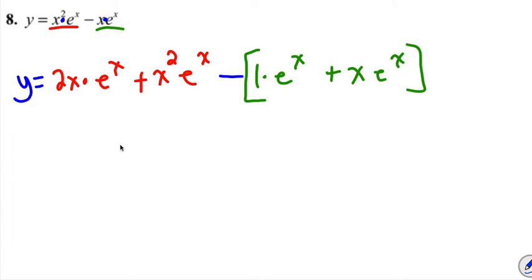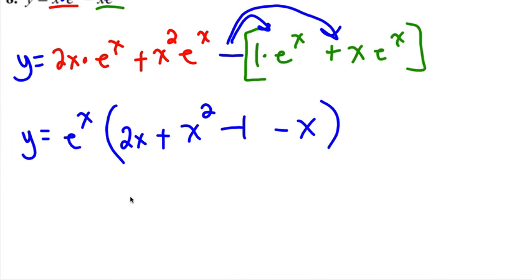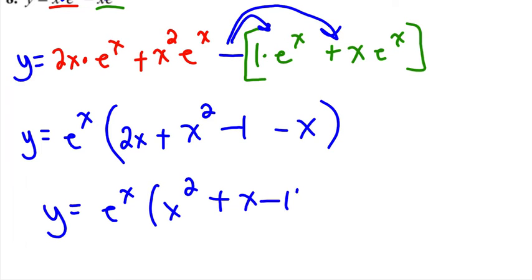Okay, now hopefully you recognize that they all have an e to the x that we can take out. So e to the x, I'm left with 2x plus x squared minus 1 minus x after I distribute my negative through here. And we'll just clean it up in one more step. E to the x times x squared plus x minus 1. Oops, it was supposed to be the parenthesis and it went straight. So there's your final answer for number 8.